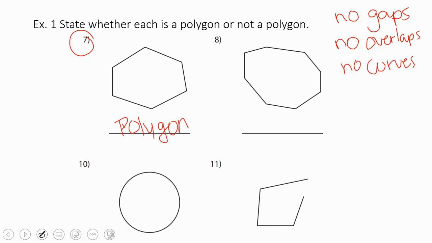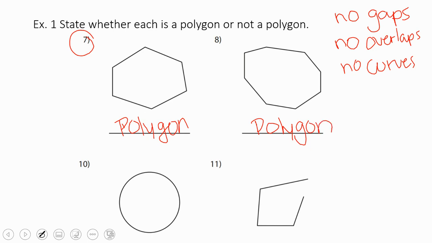On your 15 problem assignment, I think I have 4 or 5 of these. It's multiple choice. It says polygon, not a polygon. You're just going to click which one it is, so it shouldn't take long. Number 8, there are no gaps, there are no overlaps, and there are no curves. So that is a polygon.